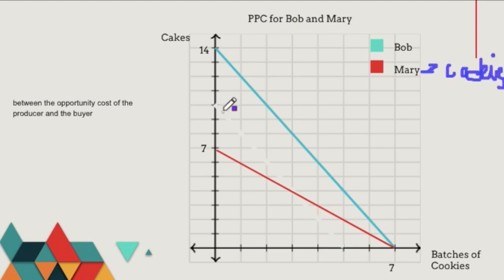Now let's look at the cakes. In Bob's case, one more cake means he's losing 1/2 of a batch of cookies. In Mary's case, for one more cake, she's losing 1 batch of cookies. That means Bob's opportunity cost for cakes is lower, and by following the same logic and the comparative advantage, he should be making the cakes.